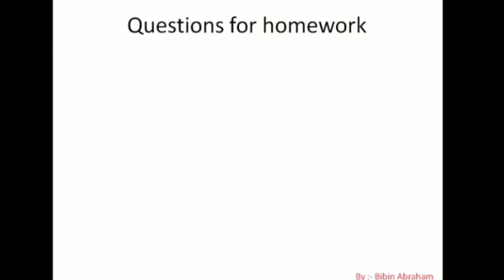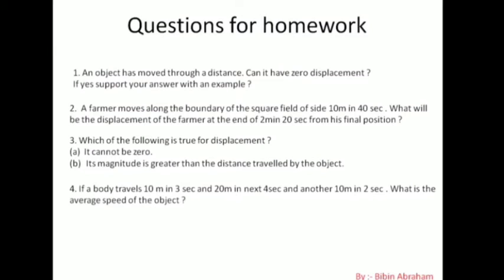So now the questions that you have to do for homework, so these are the questions. You can pause the video and do these questions. An object has moved through a distance, can it have zero displacement? If yes, support your answer with an example. You have to do it by yourself. A farmer moves along a boundary of a square field of side 10 meter in 40 seconds. What will be the displacement of the farmer at the end of 2 minutes 20 seconds? Alright, you have to do it from his final position.